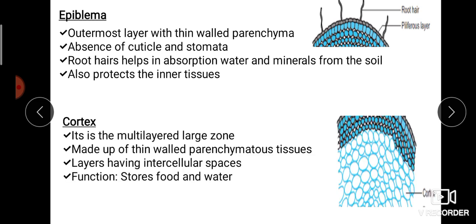So next one is cortex. Below the epidermis, it is called cortex region and it is a multi-layered large zone made up of thin-walled parenchymatous cells having large intercellular spaces, which is same as dicot root. Okay, and it helps to store food and water in monocot root.